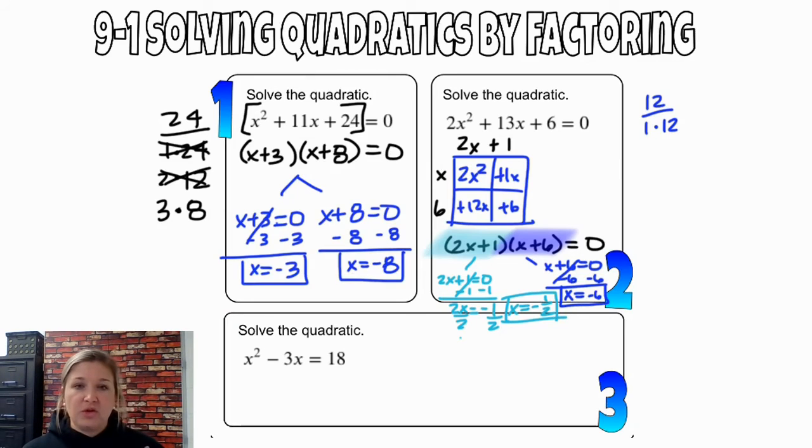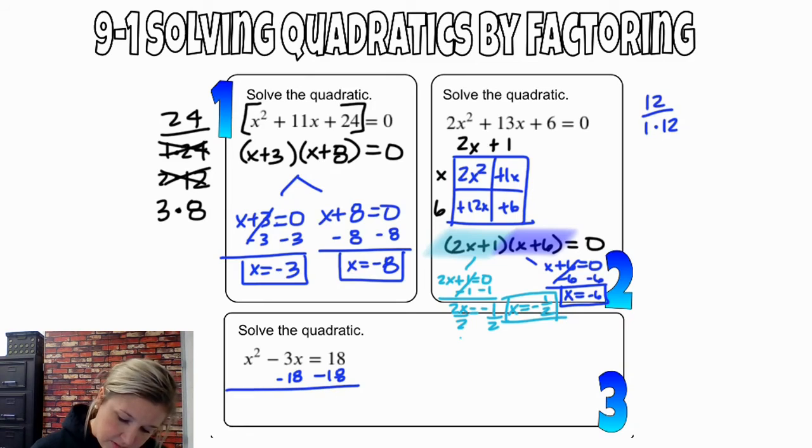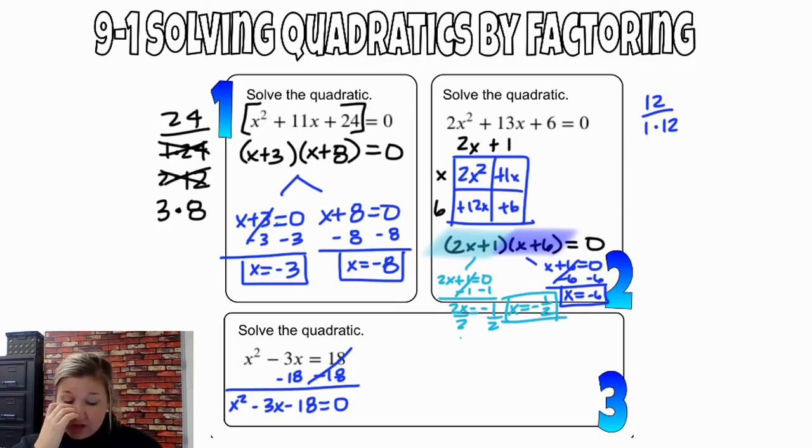All right, last one, you'll notice that I don't have 0 on one side. So notice I have x squared minus 3x is equal to 18. So guess what I have to do? Got to move it over to make 0 on one side. So I want everything on one side. So I'm going to subtract 18 from each side. So I get x squared minus 3x minus 18 equals 0. So I must do that so I can use the multiplication property of 0, so that I know that one of those two factors has to be 0.